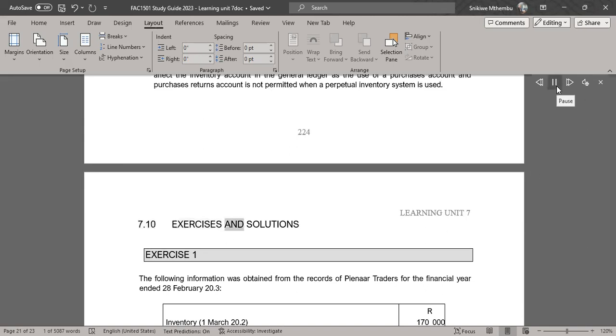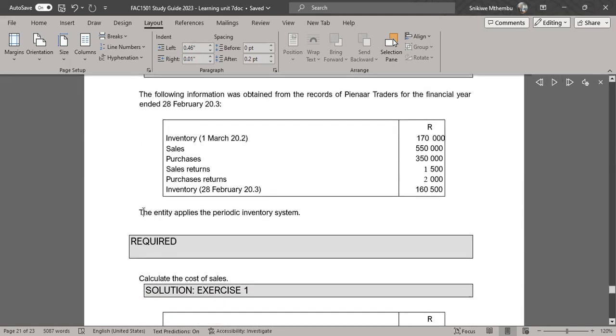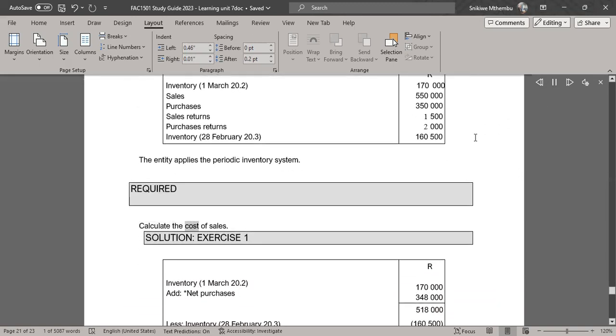7.10 Exercises and Solutions. Exercise 1. The following information was obtained from the records of Pioneer Traders for the financial year ended February 28, 20.3. The entity applies the periodic inventory system. Required. Calculate the cost of sales.